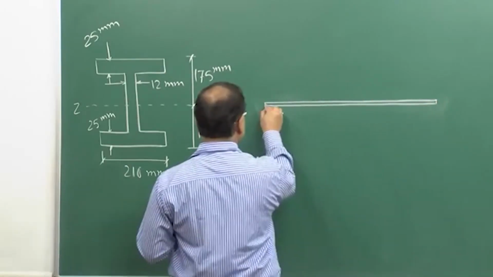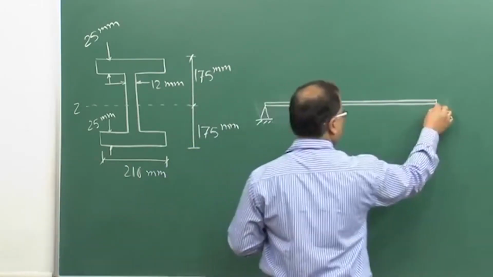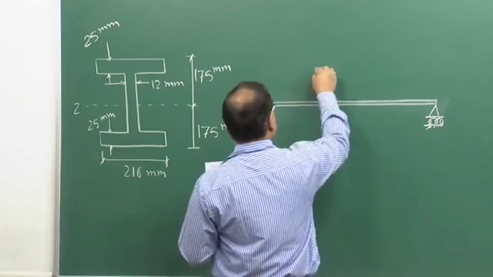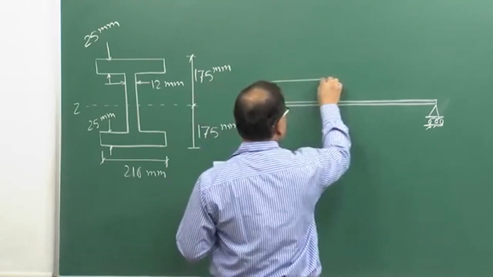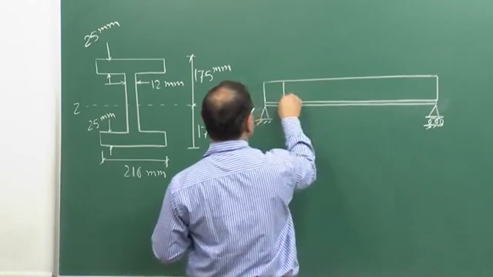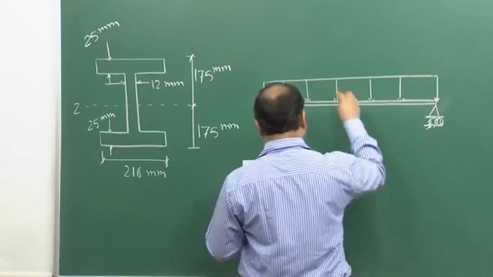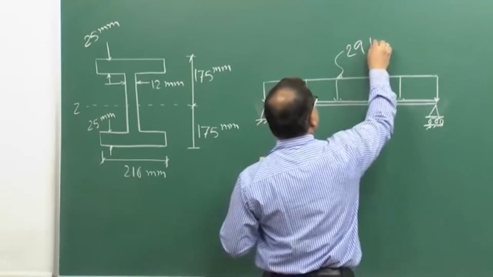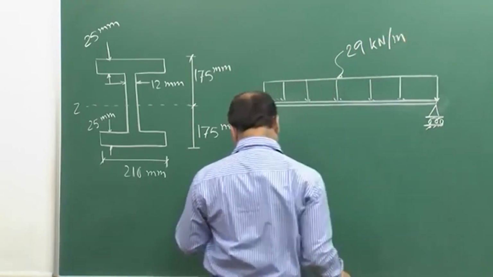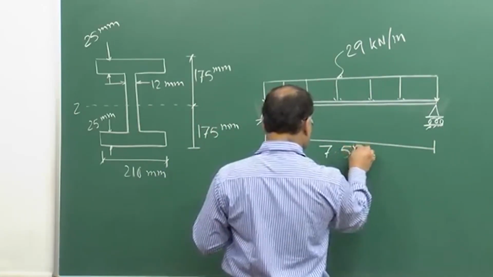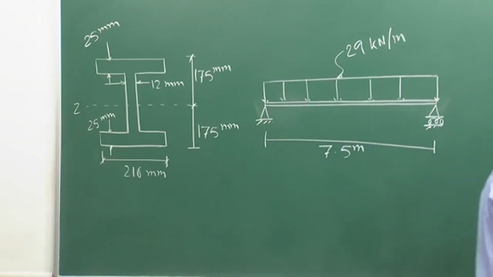Simply supported beam. You have a uniformly distributed load of 29 kilonewton per meter as given in the problem. The length or the span of the beam is 7.5 meter. So, this is the problem. You need to find out the maximum bending stress in the beam.